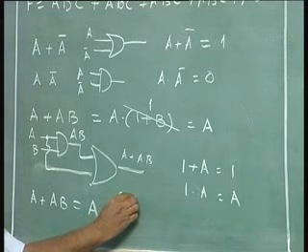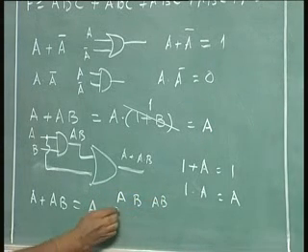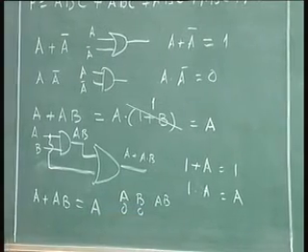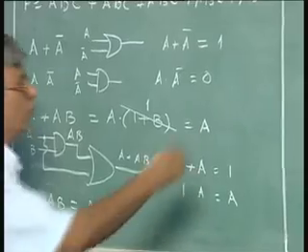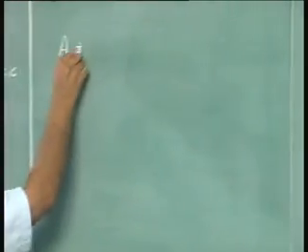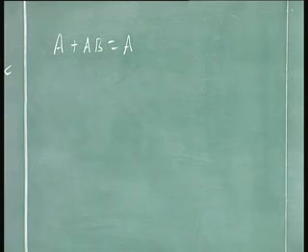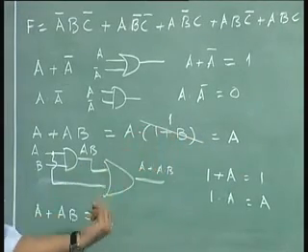I can draw A, B, AB. So it is 0, 0. I said A or AB is A. So I already showed that can be done by using this relationship: 1 or B is 1, A and 1 is A.